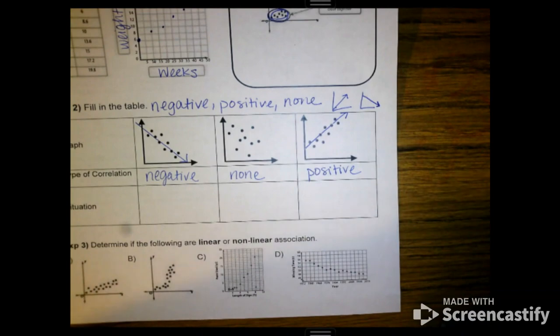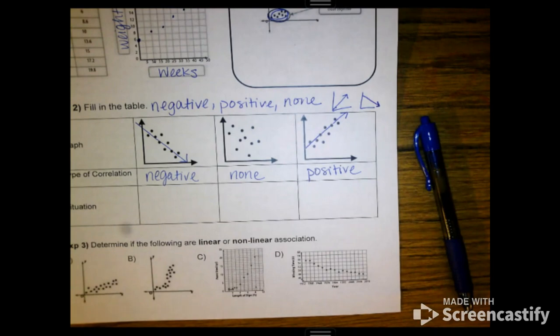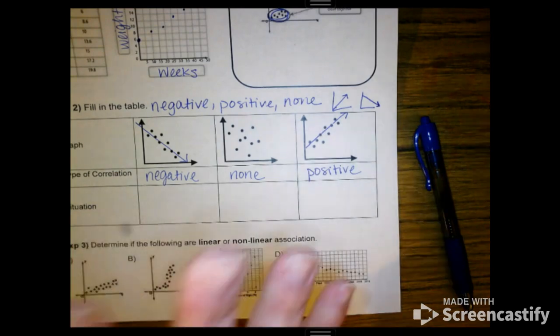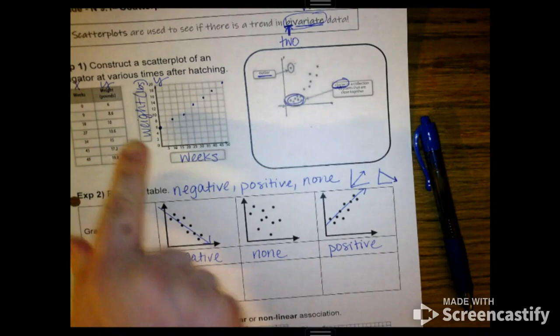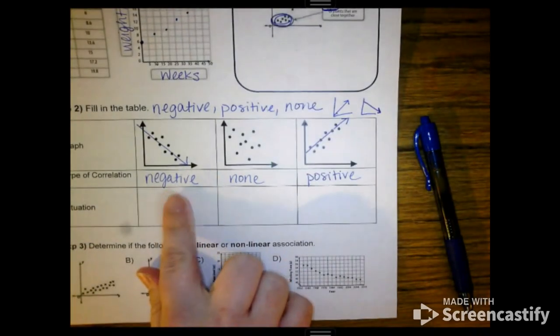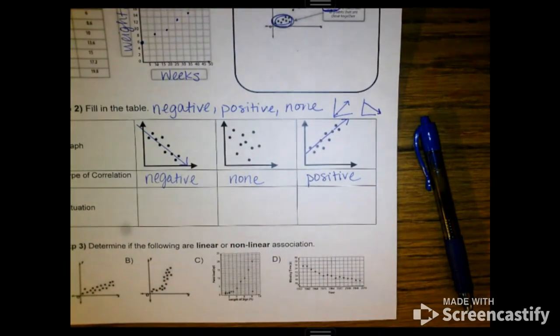What do we go for situation? Where? It says situation. Yeah, we're going to talk about that. So a situation means it would want you to come up with a situation that could represent a negative correlation. Now, we right here did weeks and weight. All right, so it's wanting for you to come up with something that would trend downward.